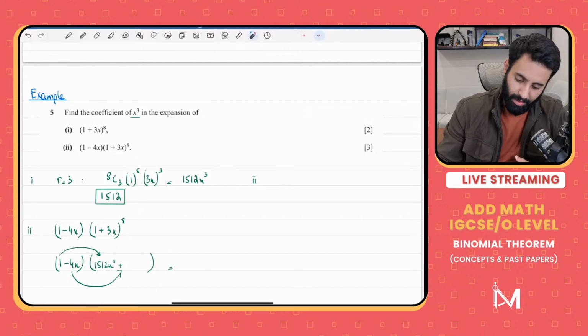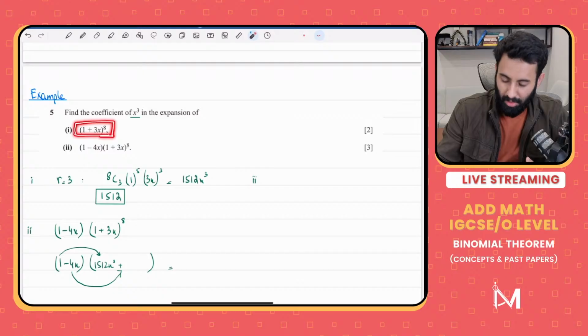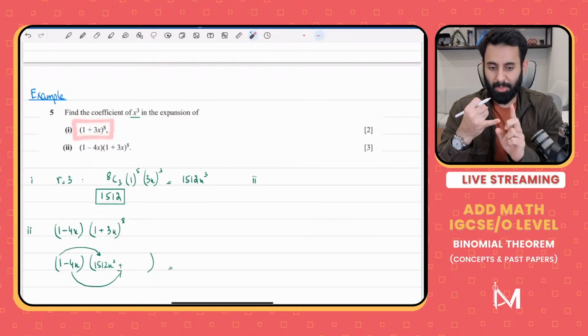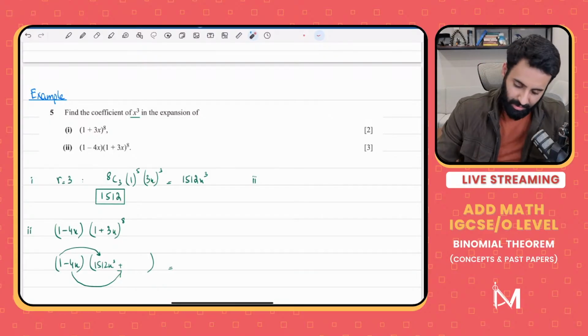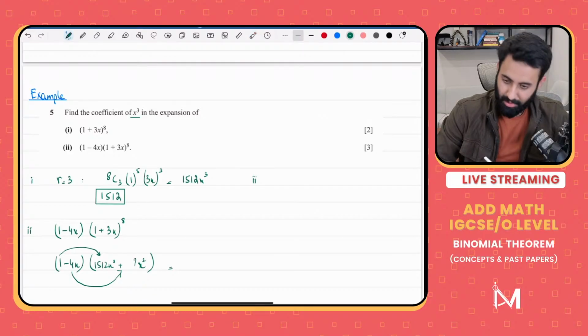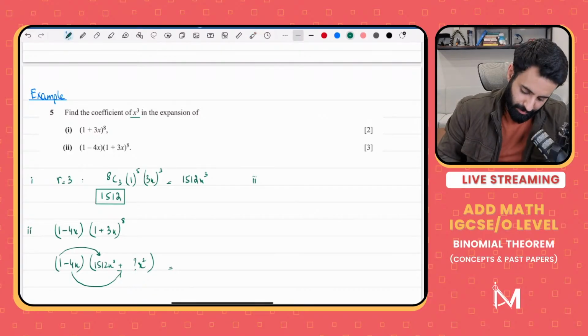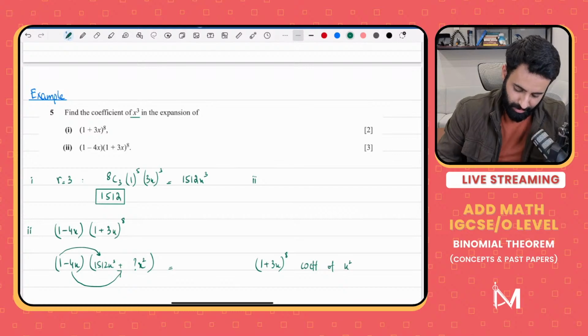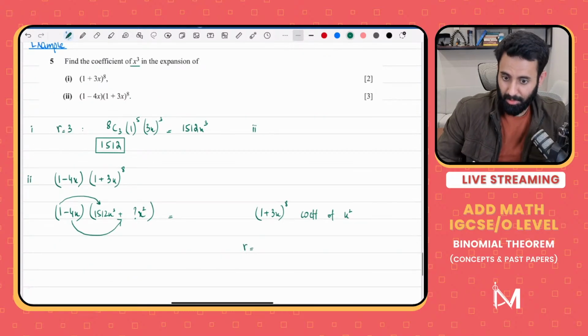Now you think there will be an x square in this expansion? Of course there will be. In fact, there will be x to the power 0, 1, 2, 3, 4, 5, all the way to 8. So that means I now need to find out the term in x square. If I want to find out the coefficient of x square from this expansion, that means r must be equal to 2.